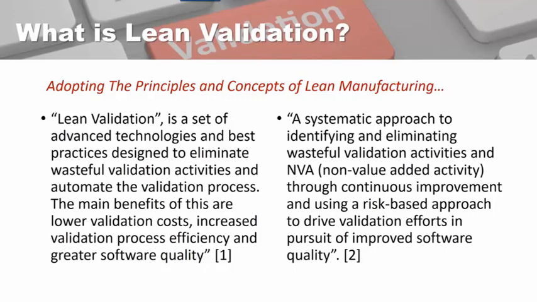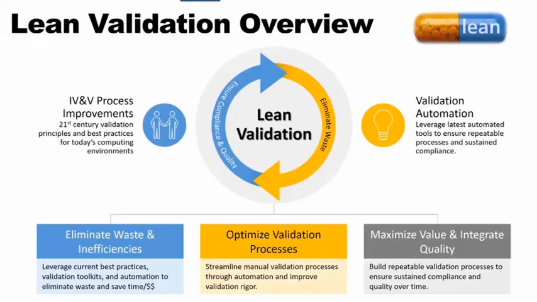So what are the two components of lean validation? It's really all about independent validation and verification process improvements and validation automation. You have to have these two factors working together for 21st century validation. This truly is rethinking the way we validate. So what lean is designed to do is to eliminate waste and inefficiencies, optimize the validation processes, and maximize value and integrate quality. That's really what lean is about. But I want to focus on this automation piece.